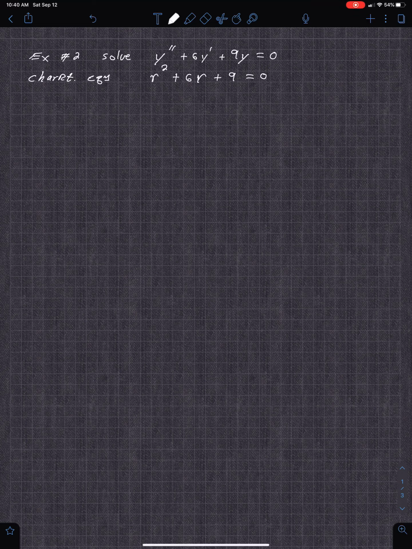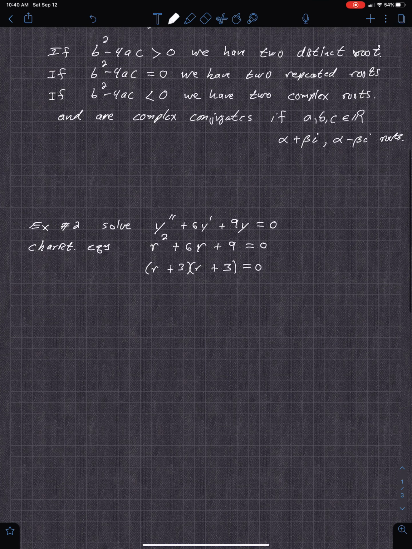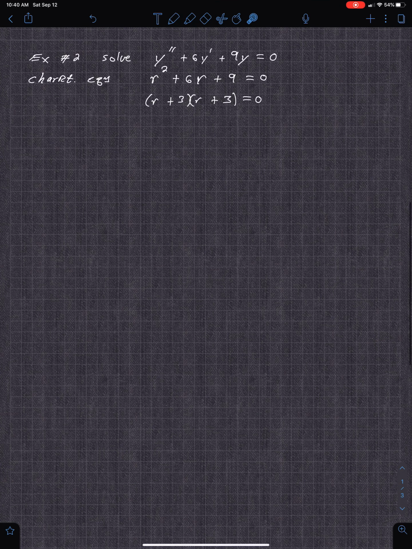And then this is simple to factor. You factor this and you get r plus 3, r plus 3. So that case above would, of course, just be this. You get a repeated root, r equal to -3, repeated twice. Multiplicity is a term we would have used in algebra, so the multiplicity of that root is 2.